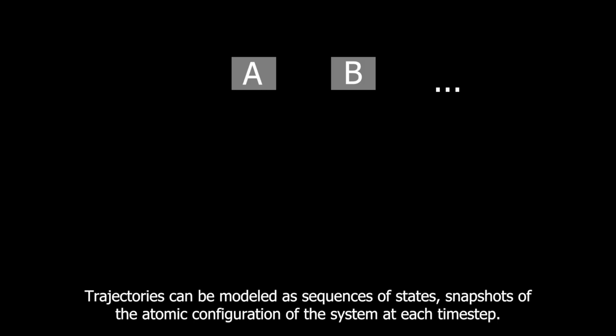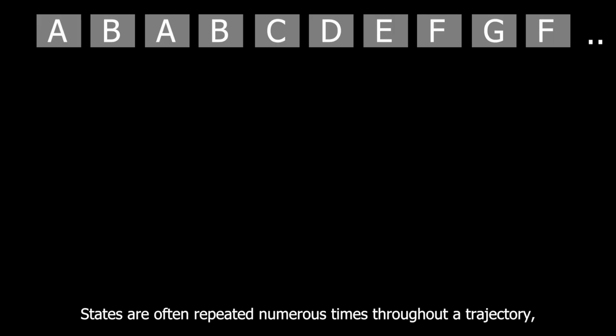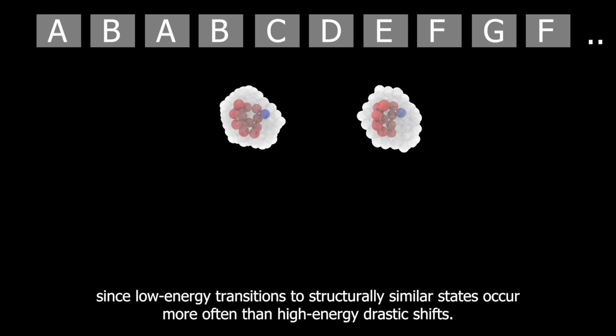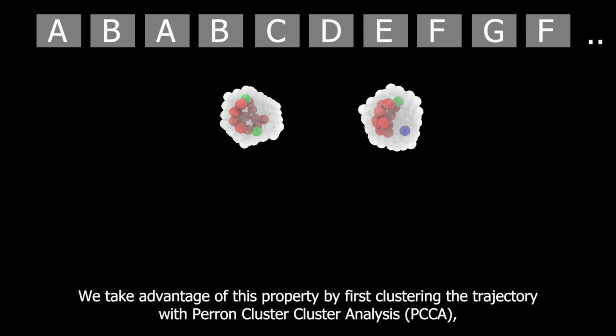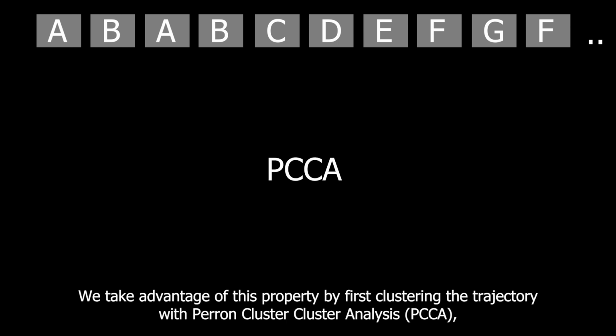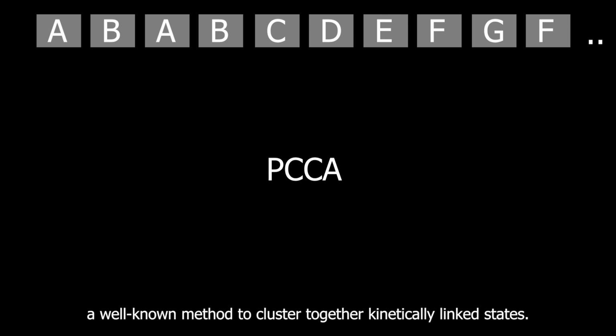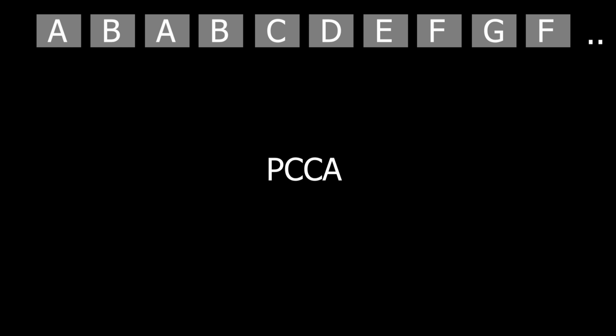Trajectories can be modeled as sequences of states, snapshots of the atomic configuration of the system at each time step. States are often repeated numerous times throughout a trajectory, since low-energy transitions to structurally similar states occur more often than high-energy drastic shifts. We take advantage of this property by first clustering the trajectory with Perron cluster-cluster analysis, a well-known method to cluster together kinetically linked states.